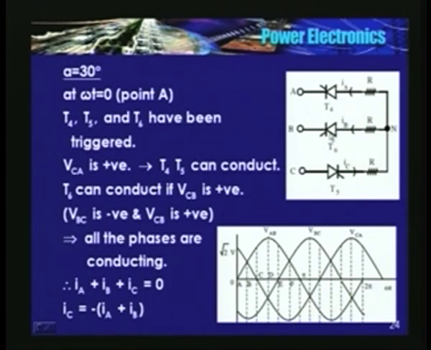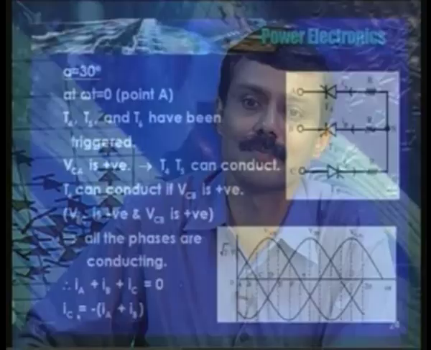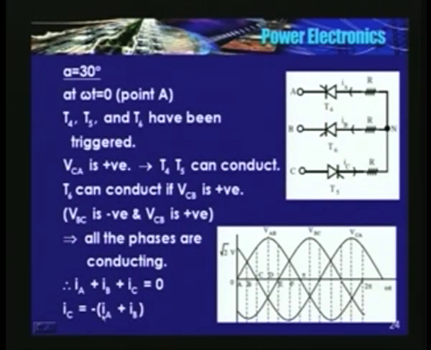T4, T5, T6 can conduct because all the conditions are satisfied. They are getting trigger pulses, they are forward biased. Since all three phases are conducting, I need to use the rule which is used in three-phase circuits, that IA plus IB plus IC should be equal to 0. So IC is equal to minus of IA plus IB.